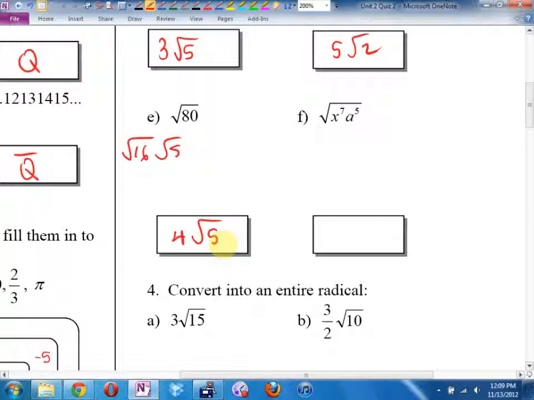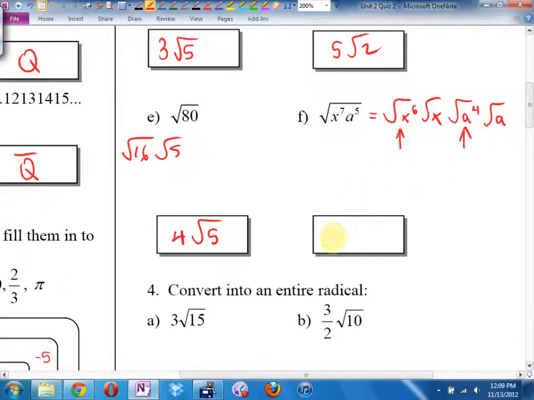Letters. This is root x to the 6th, root x. Is that still x to the 7th in disguise? And this is root a to the 4th, root a. Is that still a to the 5th in disguise? Yep. But I can take the square root of that, and I can take the square root of that.